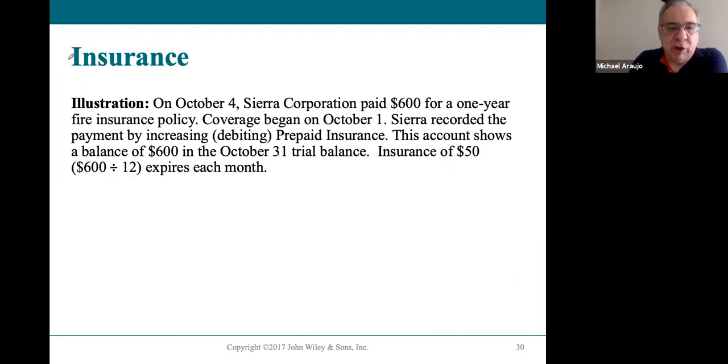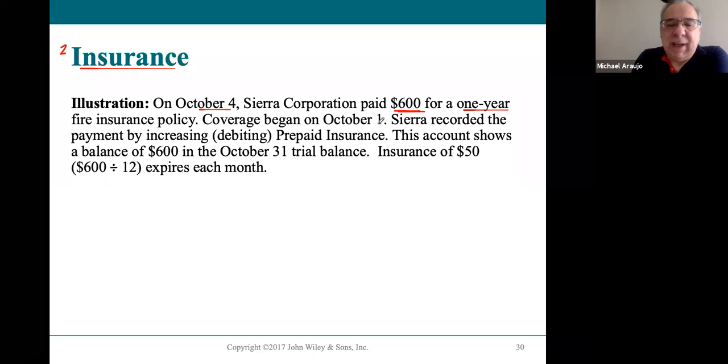Let's move on to insurance. Insurance is the second account you need to understand, gets looked at before we do any of our statements, because if we've used any of this insurance, it can be expensed for that month or that period of time, right? Well, as you know, Sierra Corporation at the very beginning paid $600 for a 12-month policy. Okay, so starting in October all the way through the following September. Coverage began October the 1st.